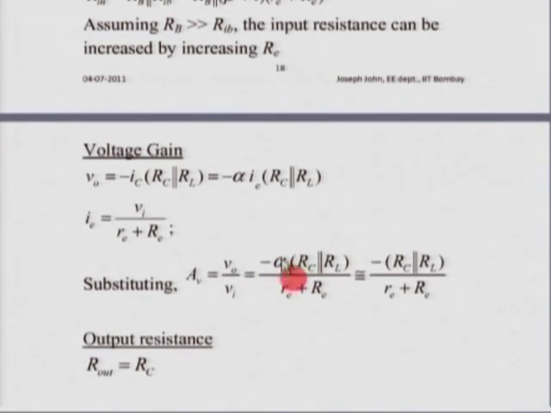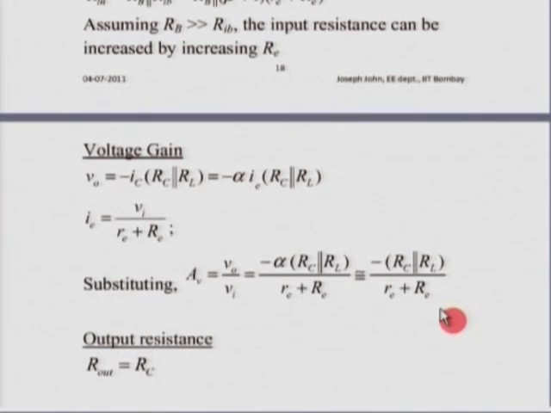This will be approximately, if you assume alpha to be 1, minus RC parallel RL by (re plus RE). Now, most of the time small re would be a very small number, typically about 25 ohms or 50 ohms, in comparison to capital RE. So, the voltage gain of a common emitter amplifier without an emitter bypass capacitor would be approximately minus RC parallel RL divided by RE, which would be quite small. Again, you could try the lab handout given to you and work out these numbers.